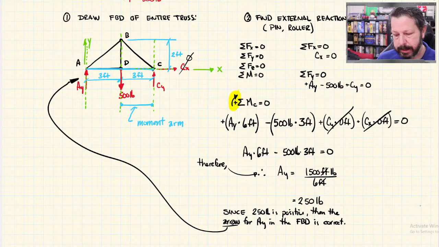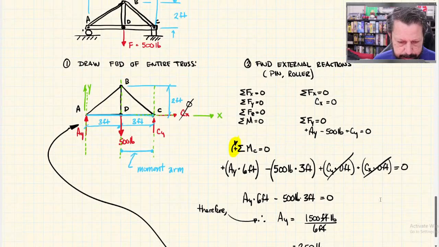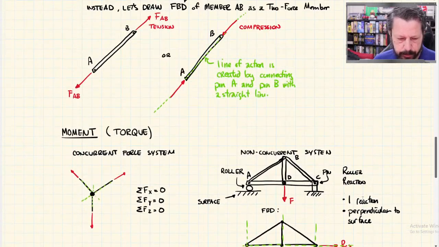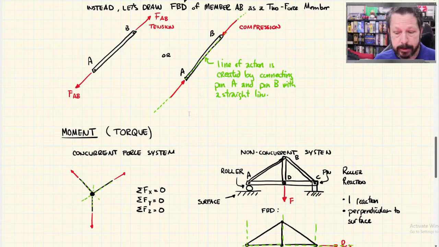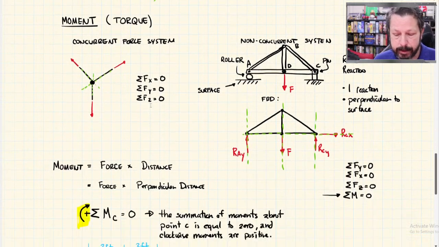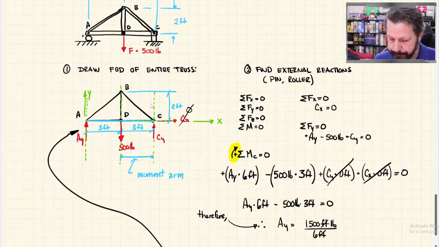If we had solved all of this and we got that AY equals negative 250, then what that would mean is the arrow I drew for AY should have been drawn the other way. So that's why I was saying earlier, I don't know which way the arrows go. It's not that big a deal. You can just let the equations tell you which way the arrow is supposed to go once you solve it.